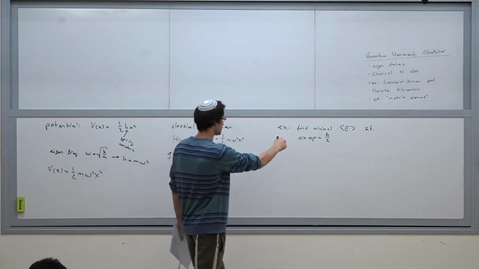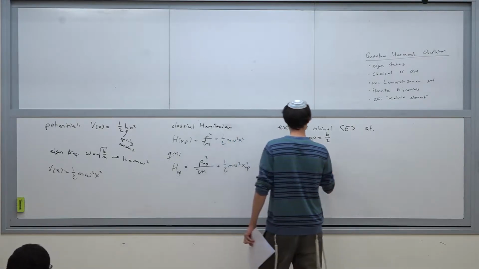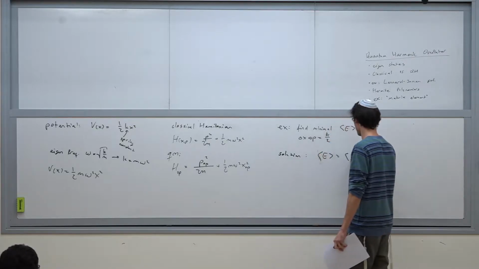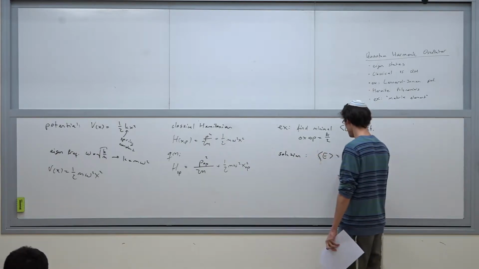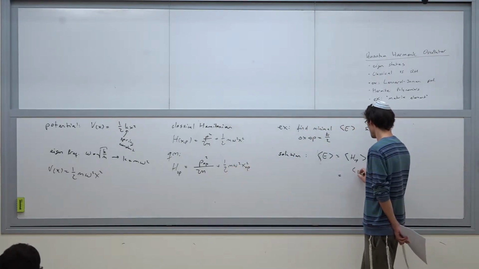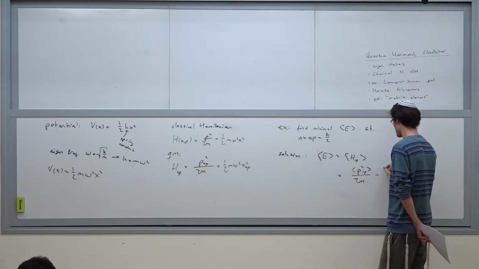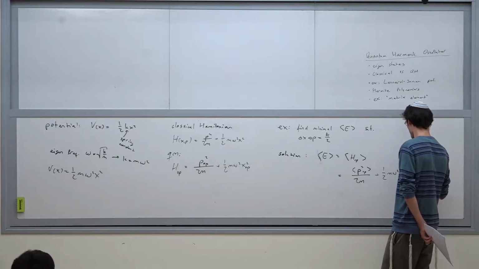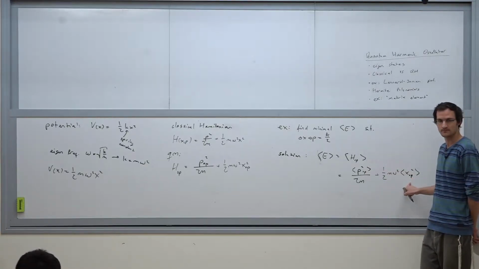So the average energy, right? How do you find the average energy? It's the average Hamiltonian, right? So you take the average of the Hamiltonian. So we'll just take this operator, we'll take the average. So it's the second moment of the momentum plus the second moment of position.